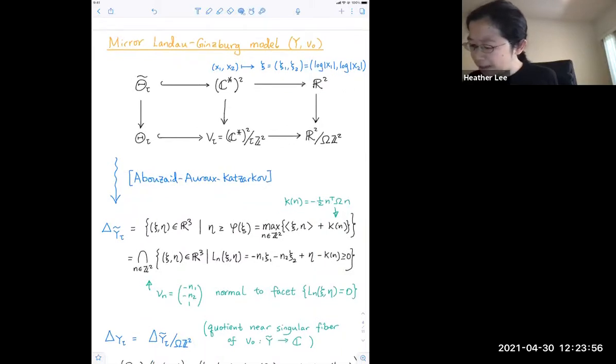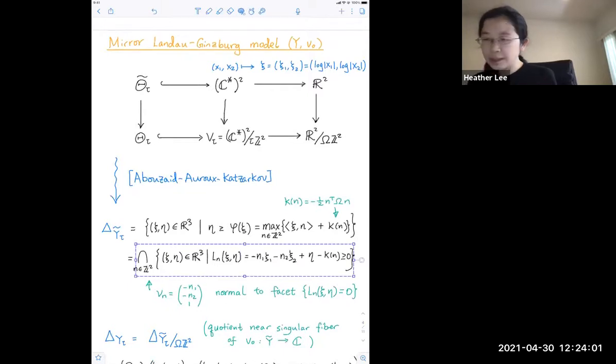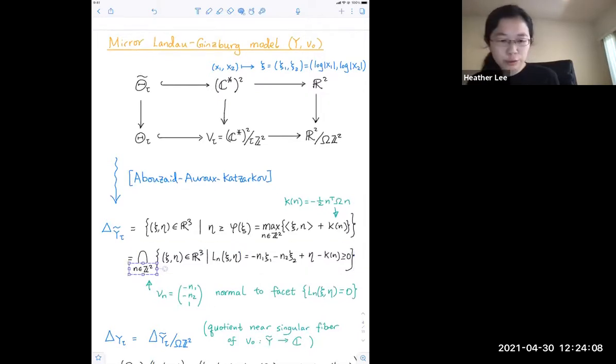And then we get this as the moment polytope. And this moment polytope has infinitely many facets, one for each n in Z^2. What the moment polytope looks like is there's one facet for each n in Z^2, and that facet is defined by this function L_n equals 0, and L_n is given by this formula.